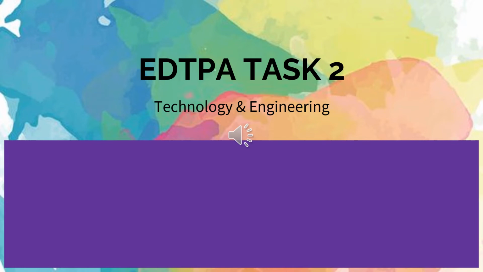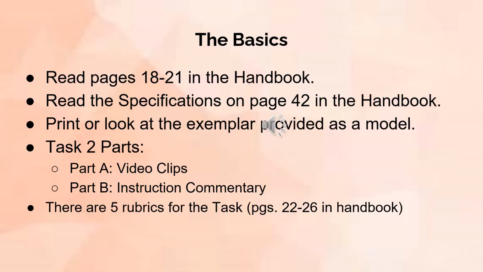This video is to help you with task 2 for the Technology and Engineering Handbook. So to go over the basics, you want to make sure that you read the task 2 instructions in your handbook. Those will vary from handbook to handbook, what pages they're on. You also want to make sure that you read the specifications chart in your handbook for task 2, because this tells you what files you need.